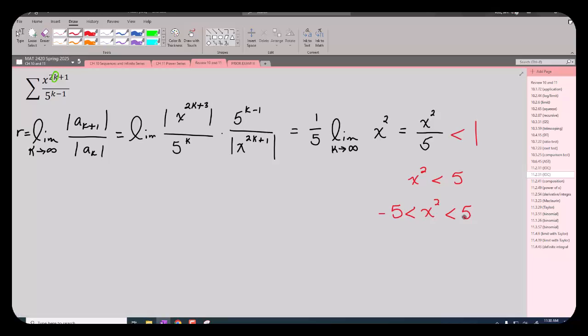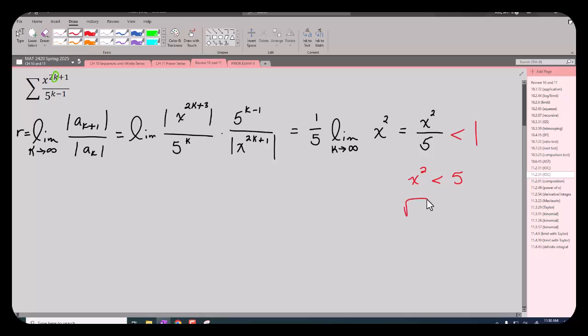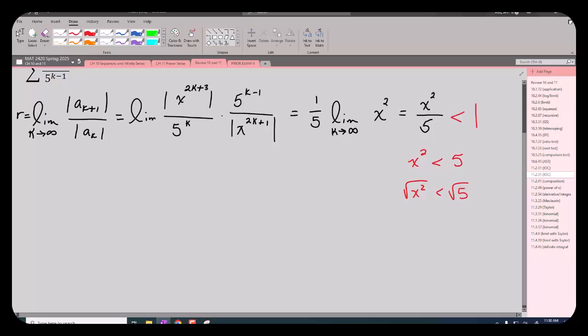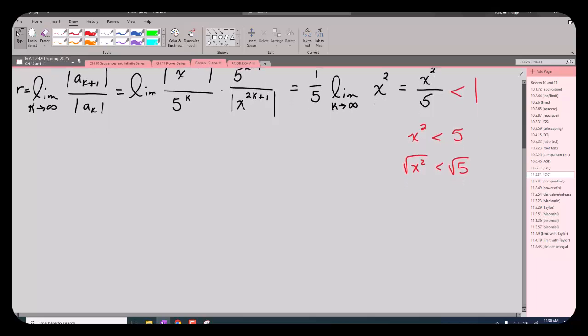Let me do one other thing first. If you took the square root of both sides here, both sides are non-negative, and when you have non-negative stuff going on, you can take whatever roots you want. So if we were to take the square root of both sides here, what is the square root of x squared? Absolute x.